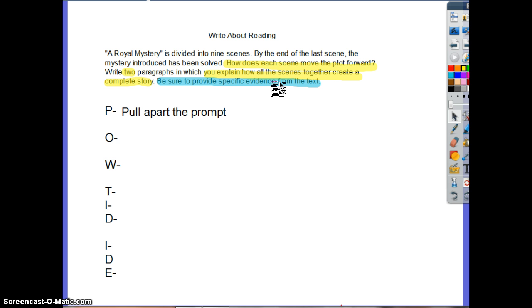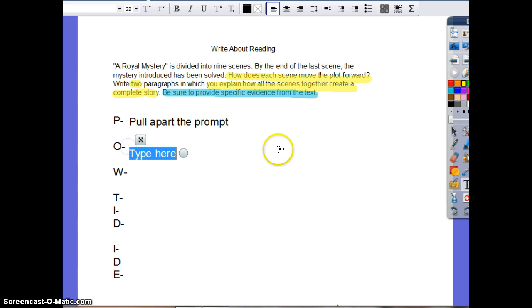All right, so the O section of POW TIDE, what does that mean? Organize. Okay, it means organize my notes. Okay, so here's what I would do. All right, let's see, O-R-G. All right, once I have broken apart the prompt to see what they're wanting me to write about, I've got to organize my notes.